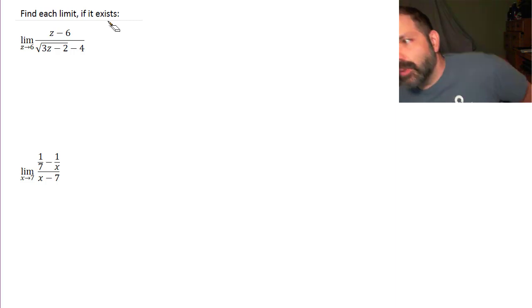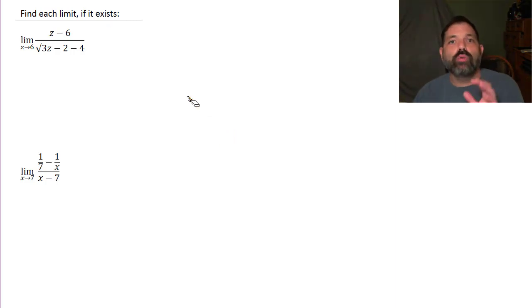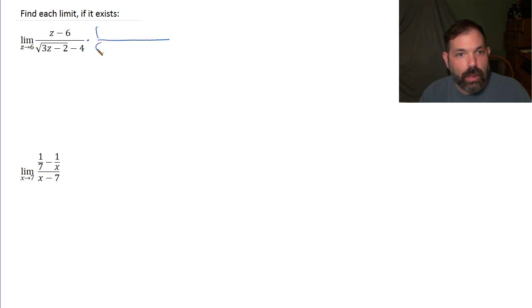So the trick that we do here is we rationalize the part of the fraction that has the radical. All right, and you hopefully saw this trick in your pre-calculus course. But what we can do is multiply both numerator and denominator by the conjugate of the radical expression. So the conjugate would then be the square root of 3z minus 2 plus 4 in the numerator and denominator.